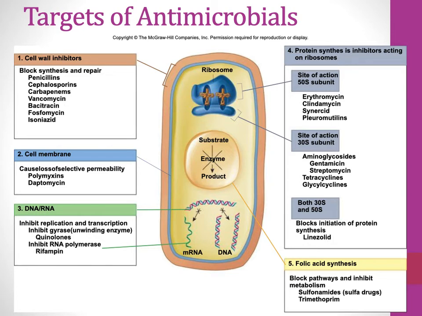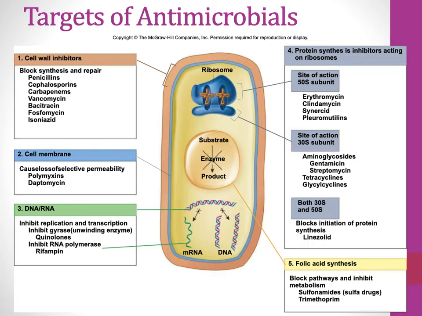Then when we look at the cell membrane, we can disrupt the cell membrane being selectively permeable, and so detergent-like antibiotics are used. So polymyxin would be an example of a cell membrane disruptor.